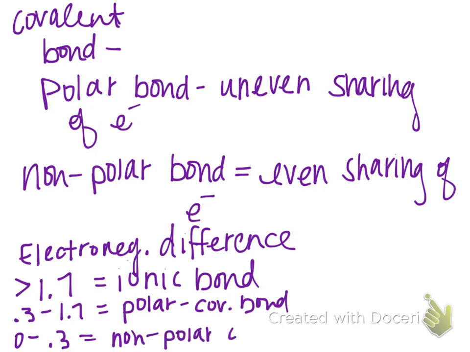So if anything is greater than 1.7? It's considered an ionic bond. That means they're not even sharing anymore. It's just a give and a take. Okay? And so you'll see that usually between metals and non-metals, right? Because those are ionic bonds. And so the separation between their electronegativities is so drastic that there's a total give and take.